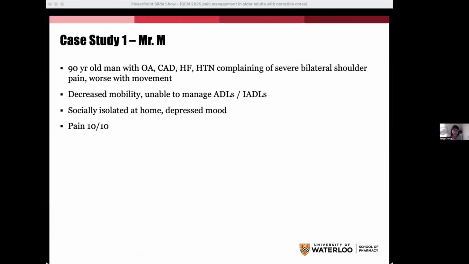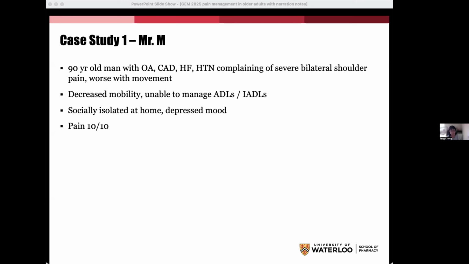So let's take a look at a case with an older person with multimorbidity. So this is a gentleman who has advanced age, osteoarthritis, coronary artery disease, heart failure, hypertension, and has a health aide living at home with him. And he's complaining of severe shoulder pain that gets worse with movement, which means that now he's limiting his daily activities of daily living, mobility, moving around in his home, even pleasurable things like he used to enjoy to play on his iPad, but now he can't do it or he doesn't feel interested because of the pain.